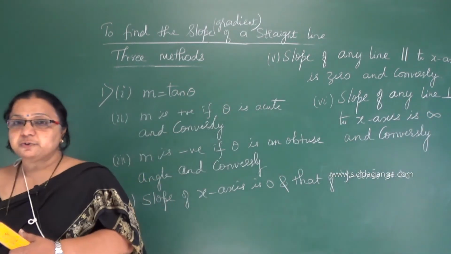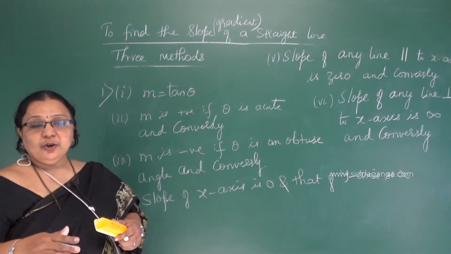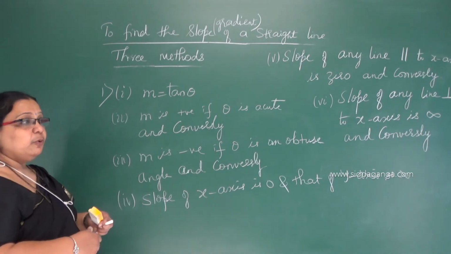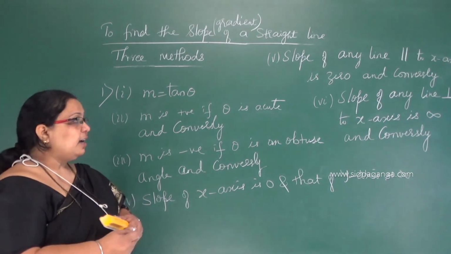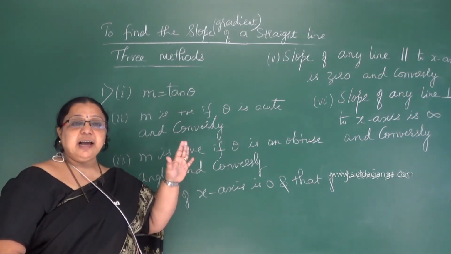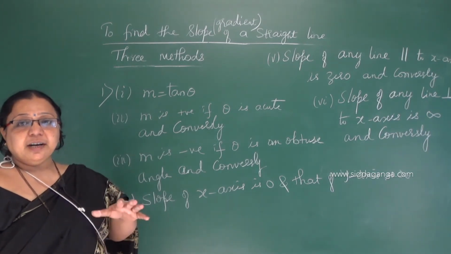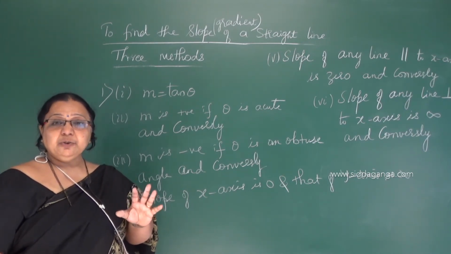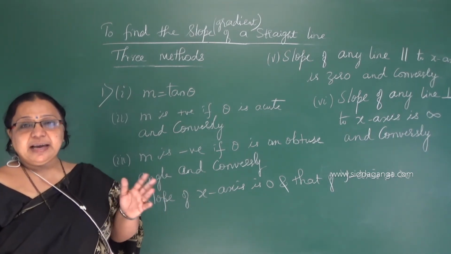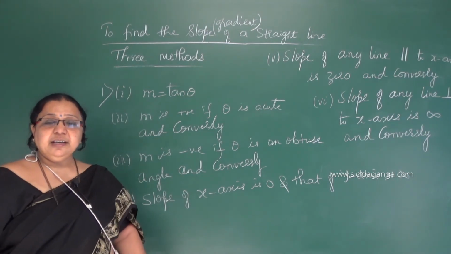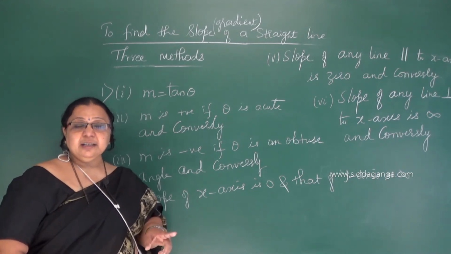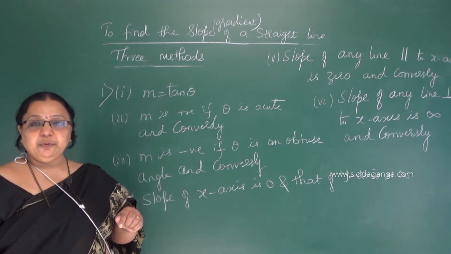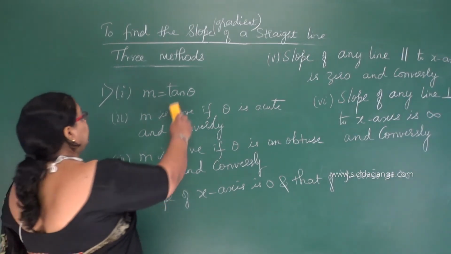So these are the points which are to be noted in the first method of finding the slope. Using this first method, we can find the condition where, when a line makes an angle with the x-axis, two lines are given. We are going to find the condition for the two lines to be parallel and perpendicular to each other in terms of slope.